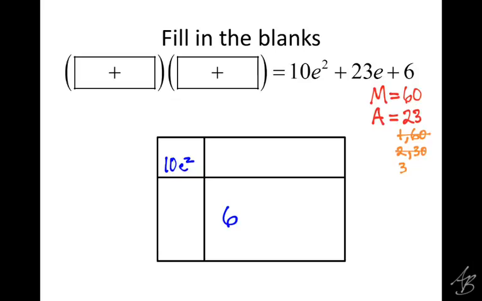Let's move on. Let's try 3. What do we multiply by 3 to get 60? 20. Does that one work? Yes. So this is going to be the numbers that work for M and A. And it also tells me how we're going to split up this 23E. What it tells me is that I'm going to say one of these areas is 3E and the other one is 20E.